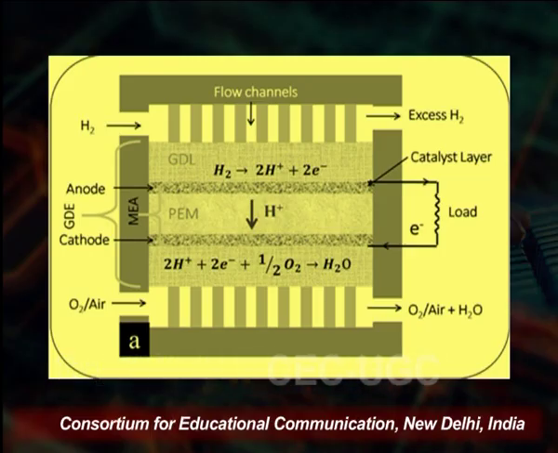You can easily see that at the membrane we have the ions, cathode and anode. The load is attached here, the catalyst layer is supplied to the system, air is supplied, and hydrogen is supplied at one end to the anode. In this manner this fuel cell works.